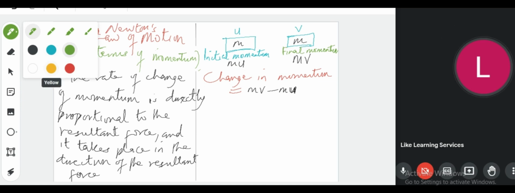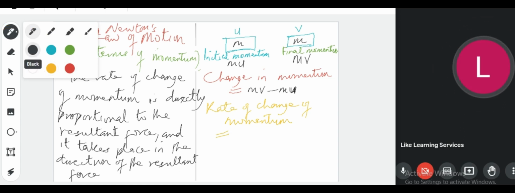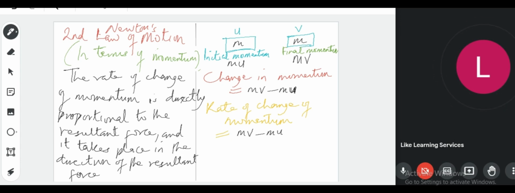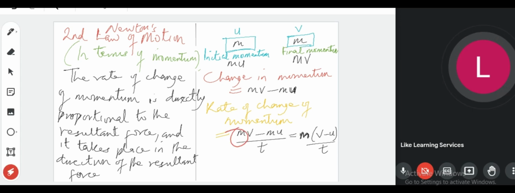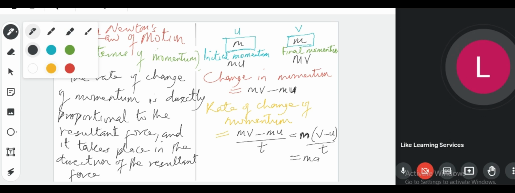Now rate of change of momentum. When we talk about rate, we measure the quantity with respect to time. So the rate of change of momentum is equal to mv minus mu divided by time, or, factorizing out m, we have m times v minus u all over t. And we know that v minus u over t is acceleration. So this whole thing becomes ma, and from the initial way we studied it, ma is equal to force.